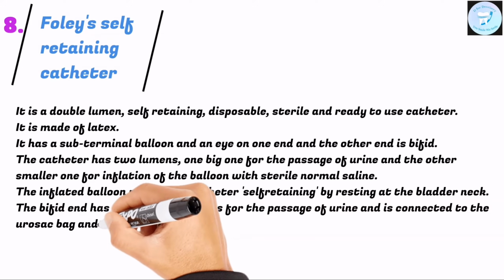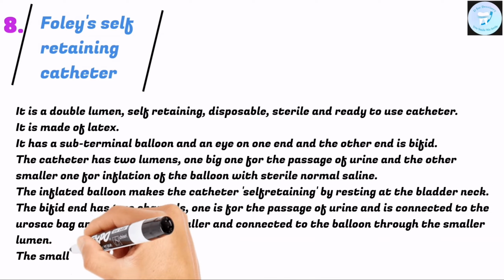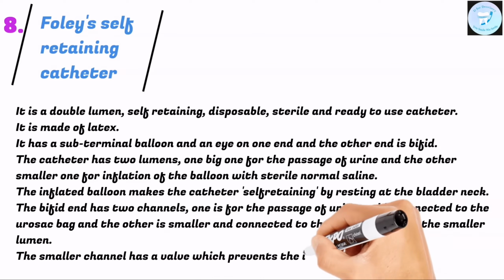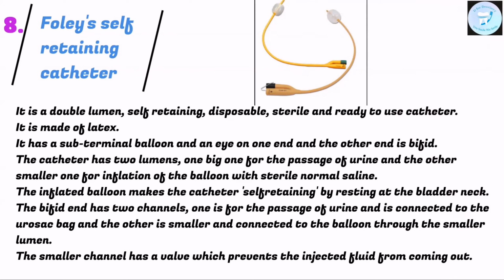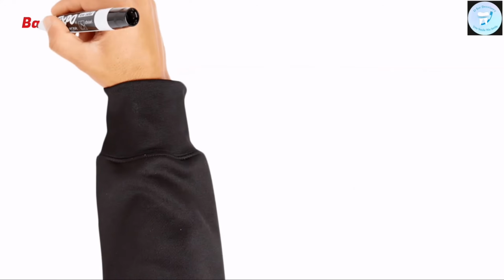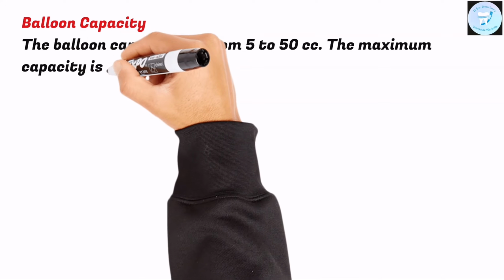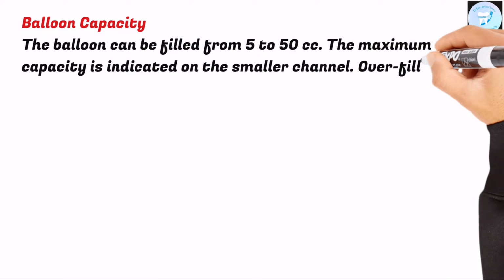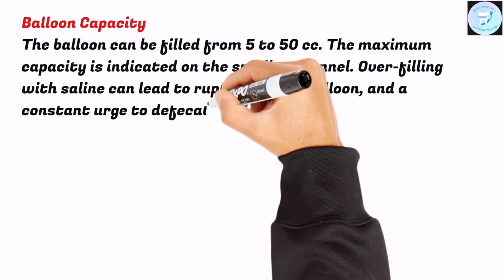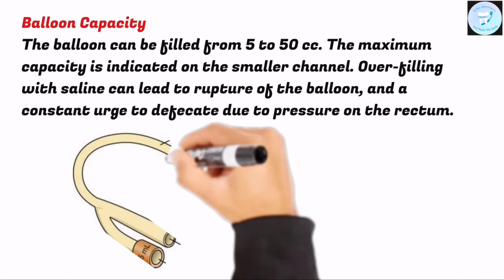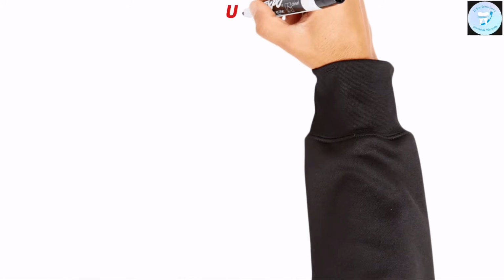The bifid end has two channels. One is for the passage of urine and is connected to the urosac bag, and the other is smaller and connected to the balloon through the smaller lumen. The smaller channel has a valve which prevents the injected fluid from coming out. Balloon capacity: the balloon can be filled from 5 to 50 cc. The maximum capacity is indicated on the smaller channel. Overfilling with saline can lead to rupture of the balloon and a constant urge to defecate due to pressure on the rectum. Now comes the uses.